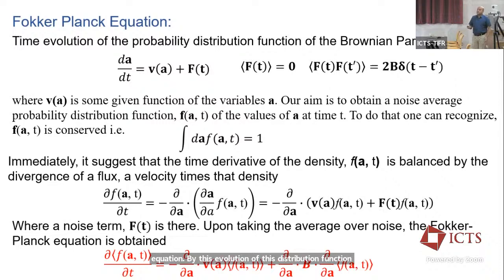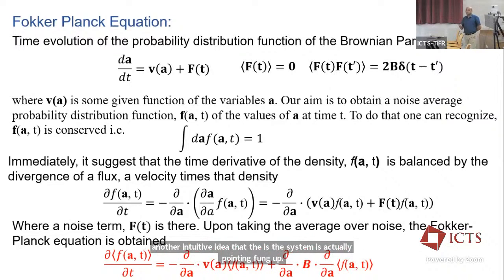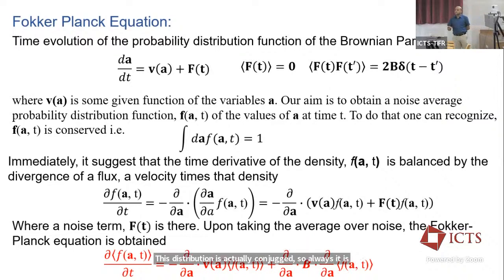Since all the particles are already in that system, what does that mean? That the integral over all space of this distribution function is always 1. That is a kind of normalization condition, but it also gives you another intuitive idea that the system is conserved. If you do this integration, you will always get 1.